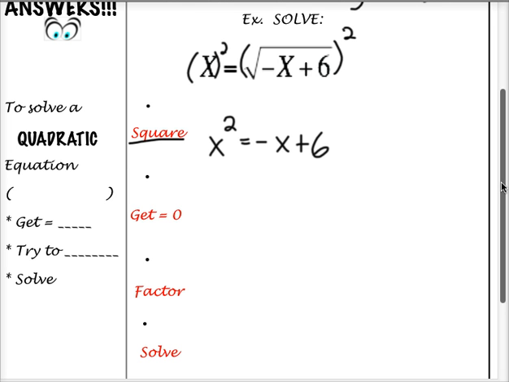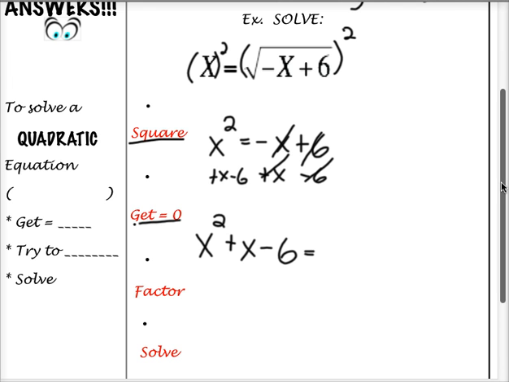Now, moving into the second step, because it is something quadratic, that means our method of solving is just to get it set equal to 0. So I'm going to add x to both sides and subtract 6 from both sides. So over here, I'm going to have x squared plus x minus 6, and I canceled everything on the other side. So again, I just moved everything together to get it set equal to 0.